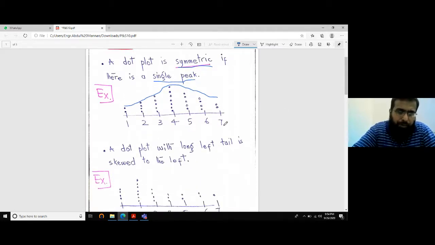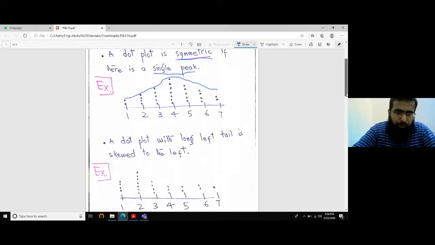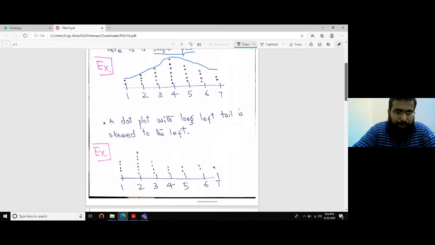A dot plot, on the other hand, with a long left tail is called skewed. There can be two types of skews. It can be skewed to the left if we have only one peak and it is on the left. This means the data isn't symmetric, but it is skewed. It is biased towards the left. If it has a long tail on the left side, we call it skewed to the left.